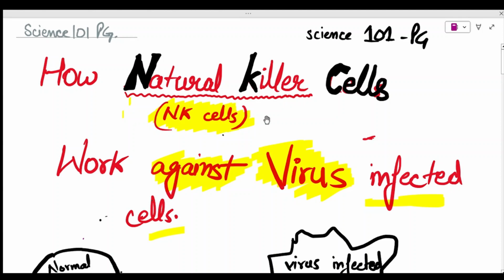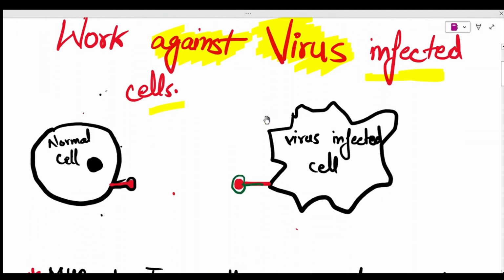In this class, we are going to learn how these NK cells work against the virus infected cells. Okay. So first of all, just see this. This circular cell right here is the normal cell, and this distorted cell which I made is the virus infected cell. Now these two cells have some differences which you need to know before knowing how these NK cells work against virus infected cells.